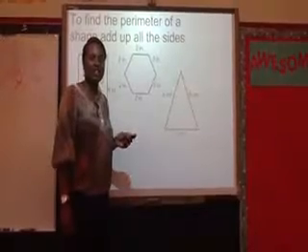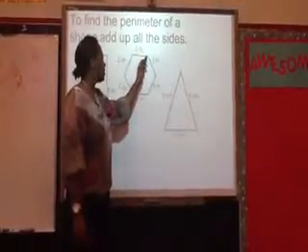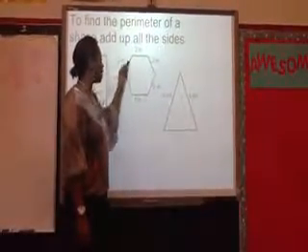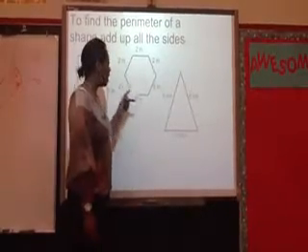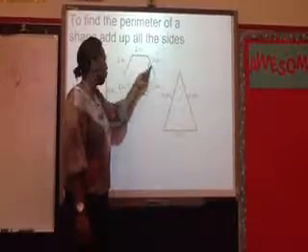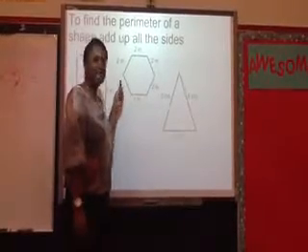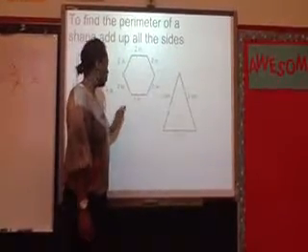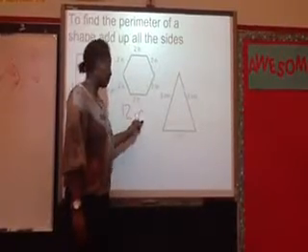Over here on this hexagon, we have 6 sides. Each side is 2 inches. To find the perimeter, we add up all the sides. 2, 4, 6, 8, 10, 12. 12 inches is the perimeter.